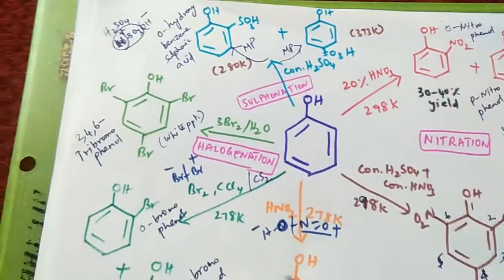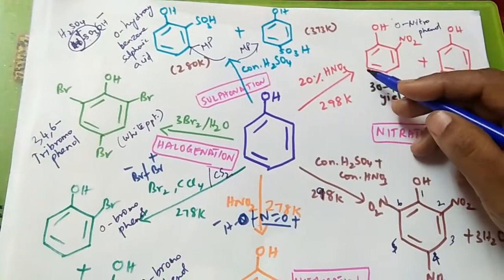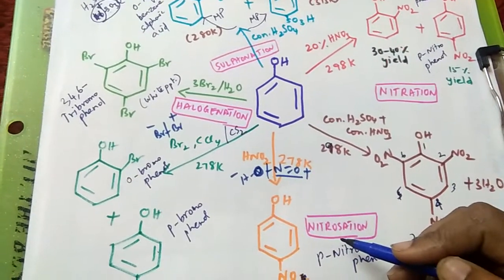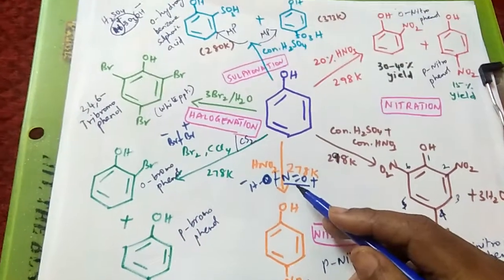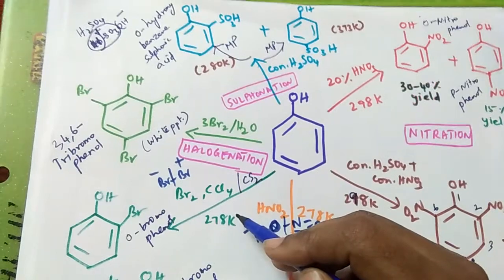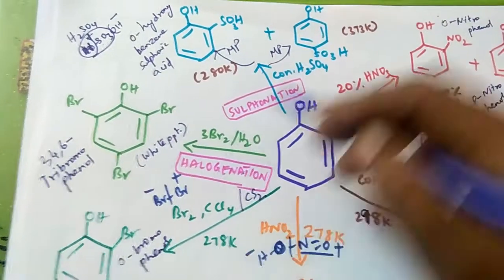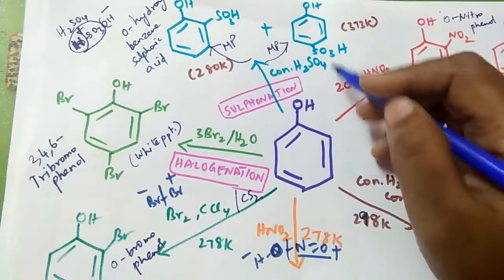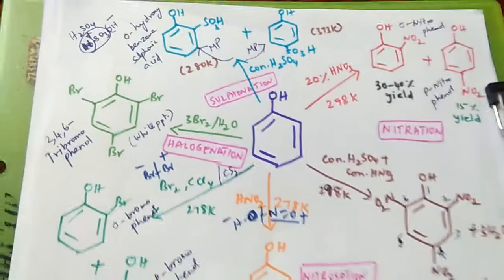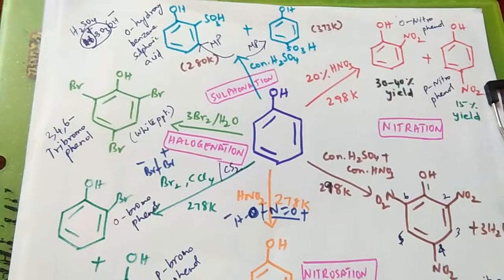So these are some of the reactions of the benzene ring of phenol: nitration with dilute nitric acid and nitrating mixture, nitrosation with nitrous acid, halogenation with bromine in carbon tetrachloride or bromine water as solvent, and sulfonation with concentrated sulfuric acid as the reagent. These are some of the important reactions of the benzene ring of phenol.